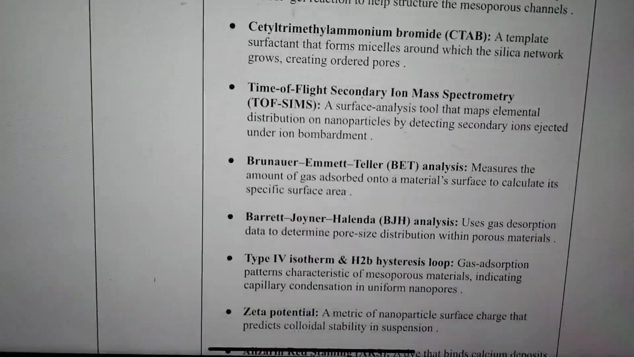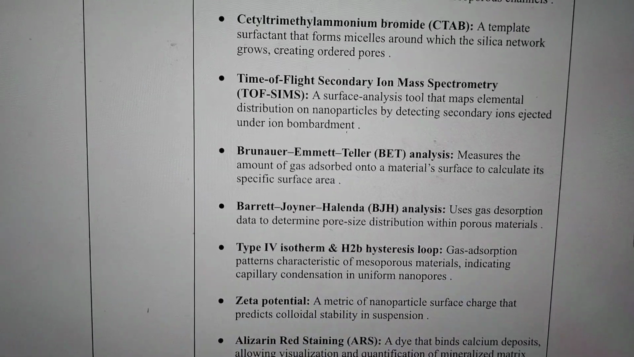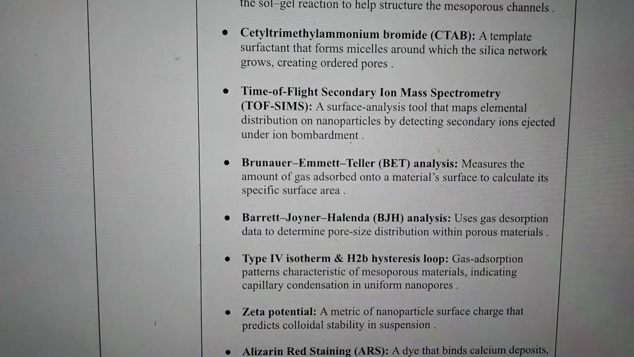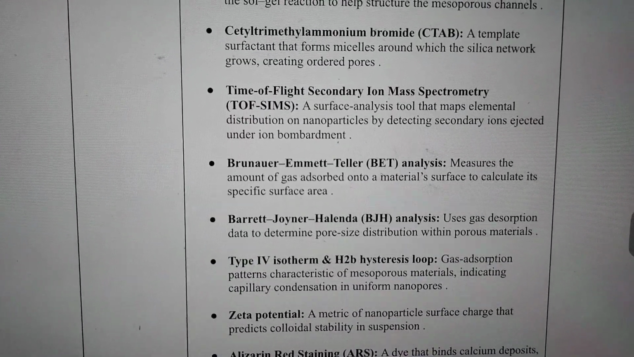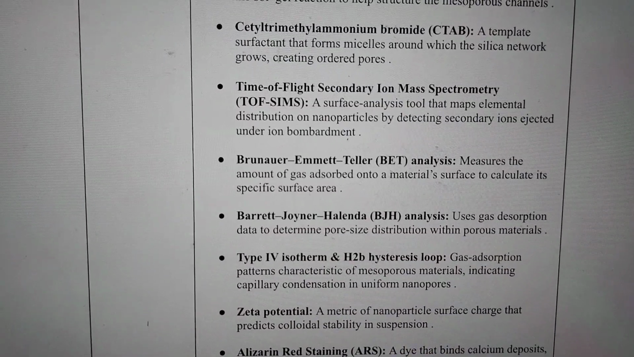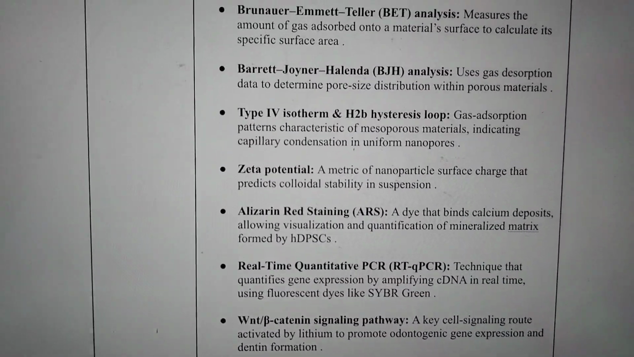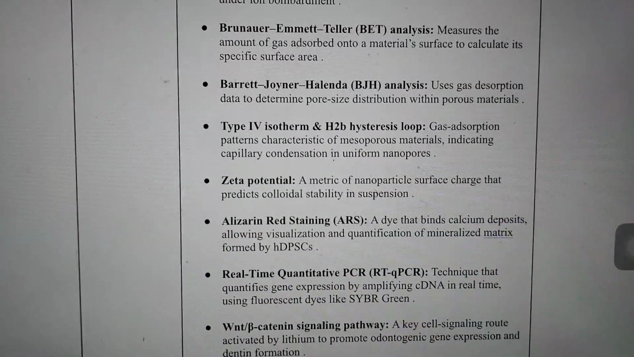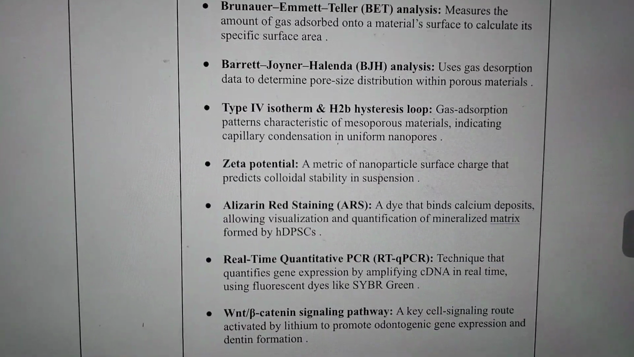Type 4 isotherm and H2B hysteresis loop. Gas adsorption patterns characteristic of mesoporous materials, indicating capillary condensation in uniform nanopores. Zeta potential, a metric of nanoparticle surface charge that predicts colloidal stability in suspension.